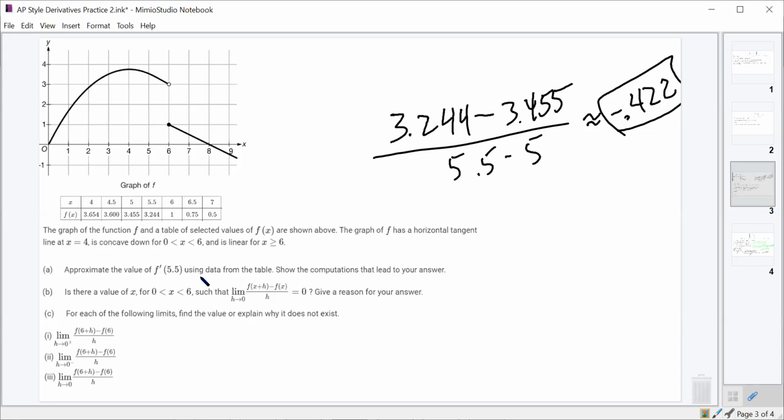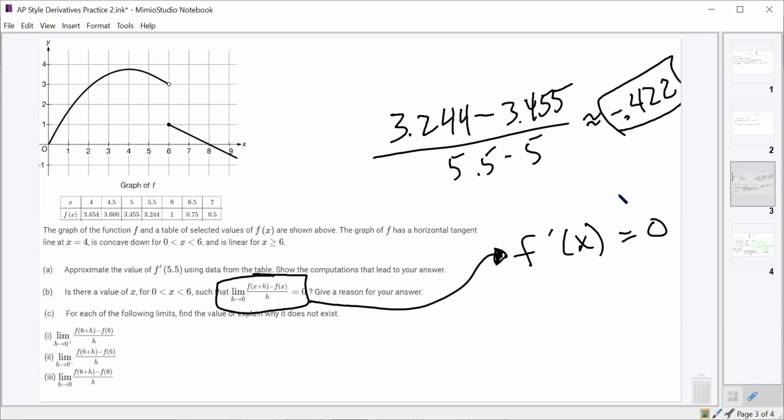All right. So for part B, we want to know if there's a value for x between 0 and 6, so that the limit as h approaches 0 of f of x plus h minus f of x over h equals 0. So what is the limit as h approaches 0 of f of x plus h minus f of x all over h? The derivative of f of x. That's just f prime of x. So we want to know, does f prime of x ever equal 0 on the interval between 0 and 6? And what should the answer to that be?